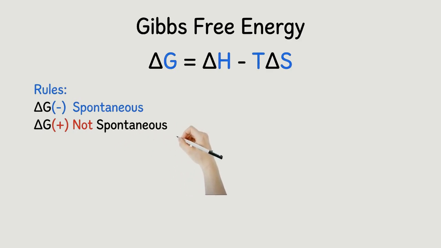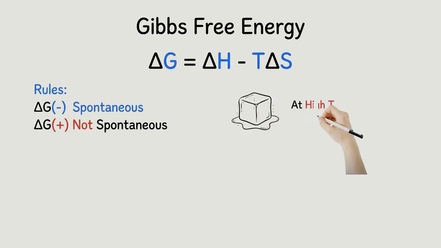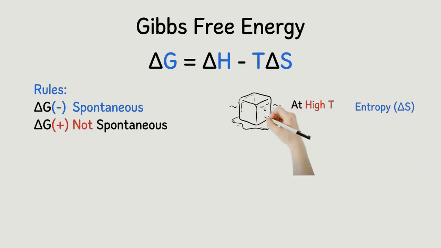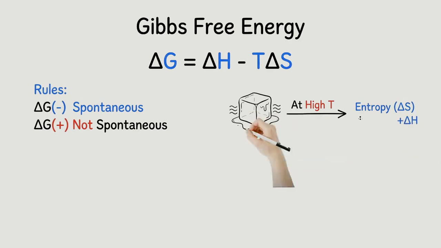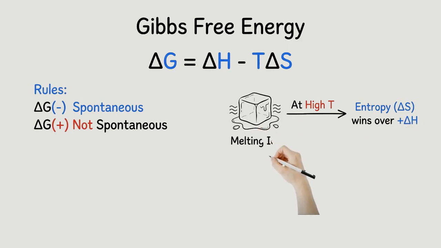This explains why some endothermic processes still happen. Ice melting above 0 degrees Celsius absorbs heat, so delta H is positive. But liquid water has much higher entropy than ice, so delta S is positive. At higher temperatures, the entropy term wins, making delta G negative, and melting happens.